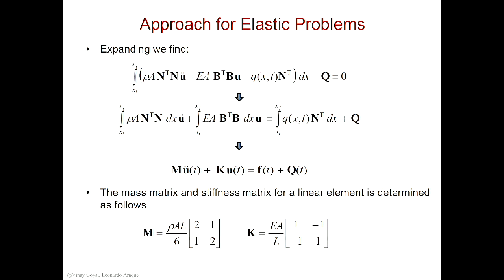Basically, I can put the u double dot outside of the dx integral, and I can put the u bold outside of the integral, not a function of x. And then I have my distributive forces, and the bold vector of internal forces to the element. Now I quickly recognize this as my mass. This is my mass right there. That is the stiffness matrix. So that's M u double dot plus K u equals the distributive forces plus the internal forces. Any questions on that? Fairly straightforward, don't you agree?